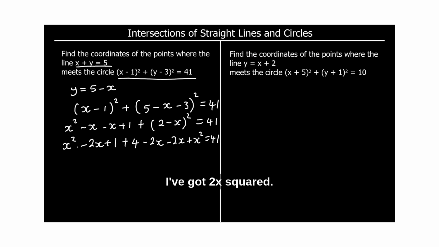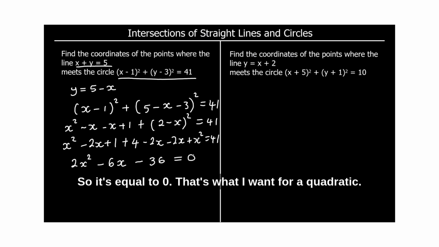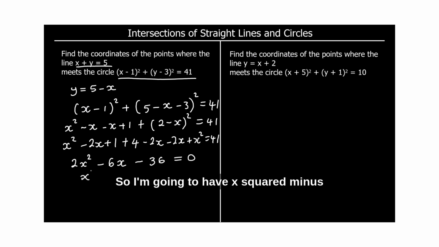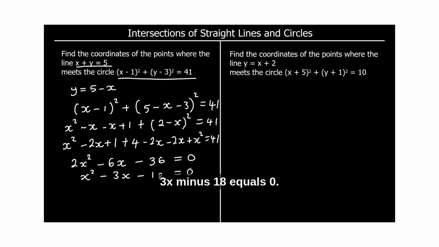I've got 2x squared. I've got minus 2x, minus 2x, minus 2x, so that's minus 6x. And I've got 1 plus 4, which is 5. And I've got a 41 on the other side. So 5 take away 41 is negative 36. So it's equal to 0. That's what I want for a quadratic. I'm going to halve them all. So I'm going to have x squared minus 3x minus 18 equals 0.